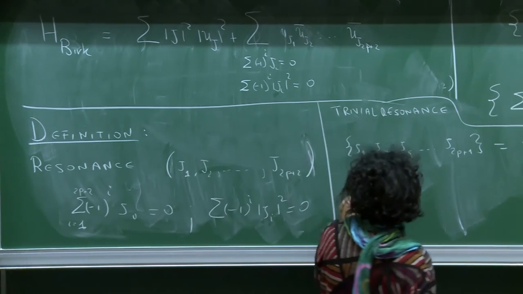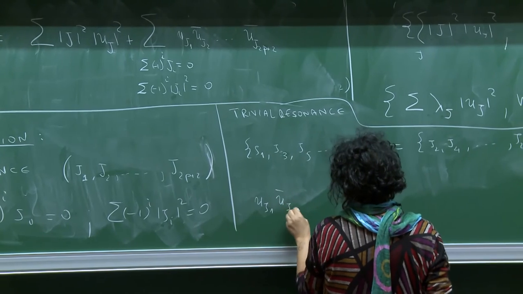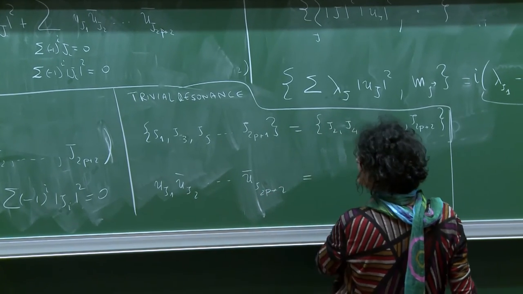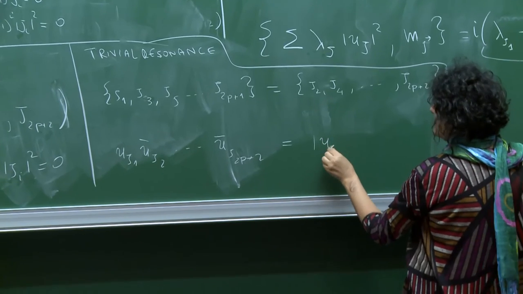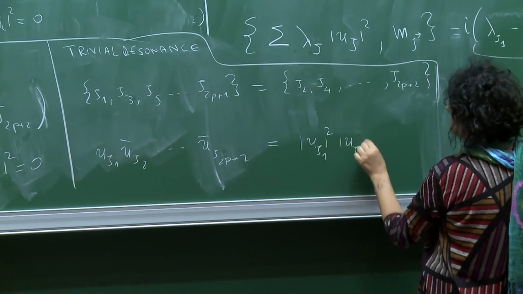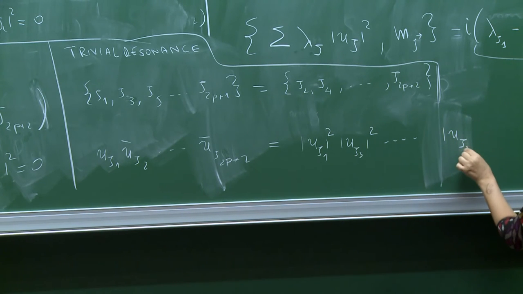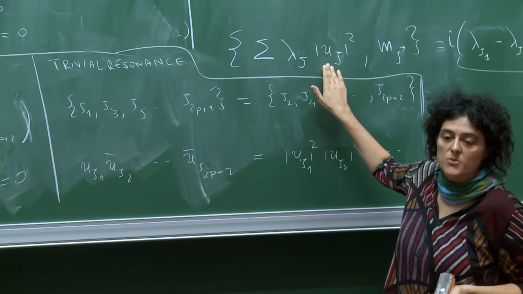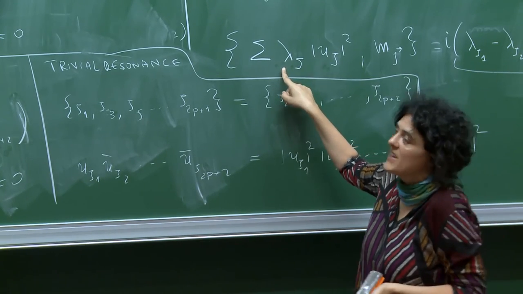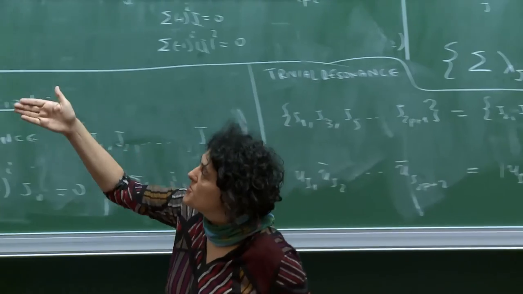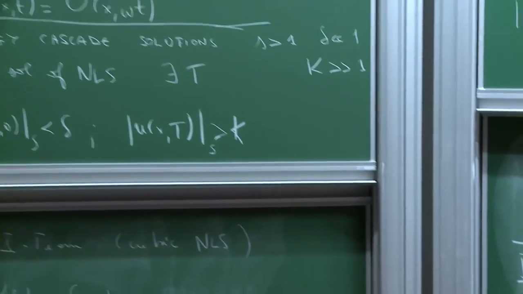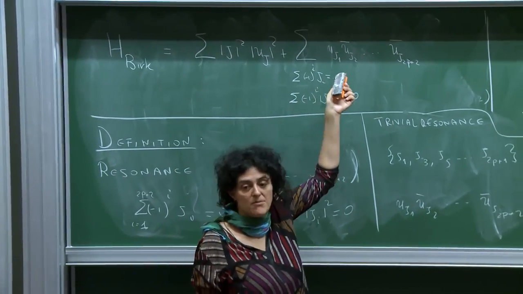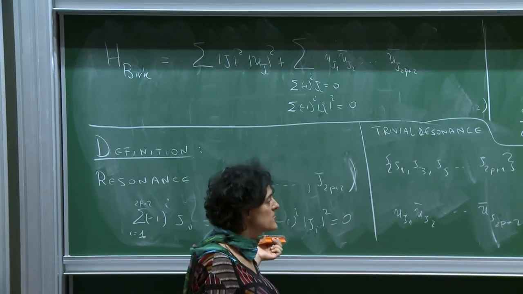If you have a trivial resonance, uj1, u bar j2, etc., u bar j 2p plus 2, then you can write this as mod square of uj1, mod square of uj3, and so on up to mod square of uj 2p plus 1. So it's obvious that it Poisson commutes with the actions, whatever the linear frequencies are. Something of this type does not move the actions in any way. They're still constants of motion. So if you only have trivial resonances, then your Birkhoff Hamiltonian is an integrable system, and it's integrable in the most trivial way. All the linear actions are constants of motion.